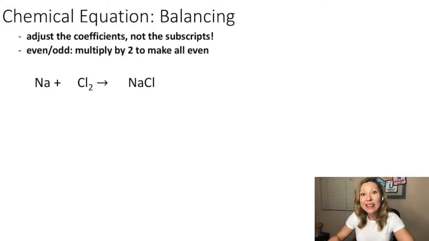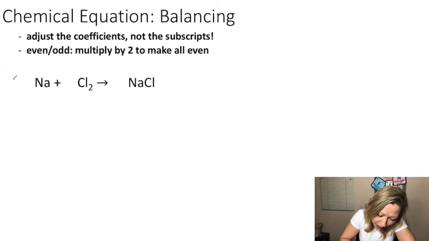Hello, guys. Let's have some fun with balancing chemical equations. So remember that when we are balancing equations, we have to adjust for the coefficients, not the subscripts. And if you have an even odd situation, multiply by 2 to make everything even. Let's take a look at the first example.